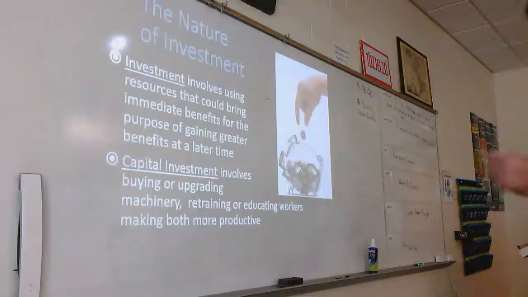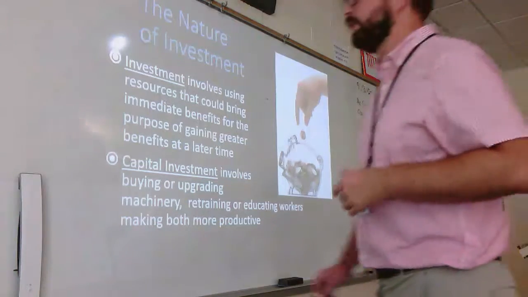All right, so when we look at investment in this class, we're looking at anytime you give up something in the short term with the expectation that you'll make more in the future. We'll look at investment primarily in the form of money, ways that you can invest your money, giving it up in the short term with the expectation that it'll be worth more in the future.